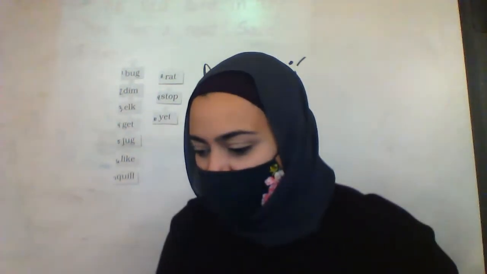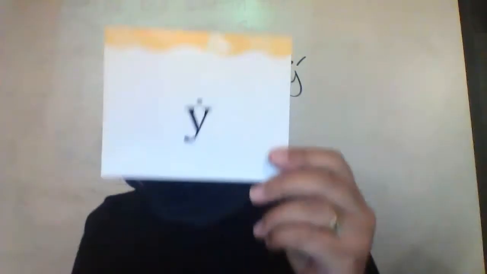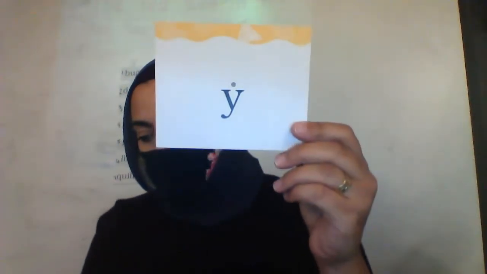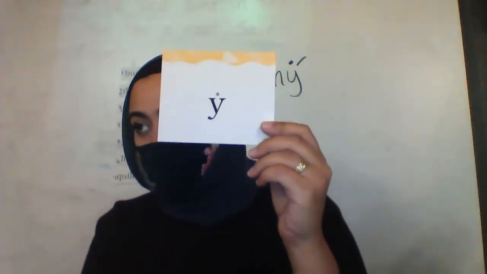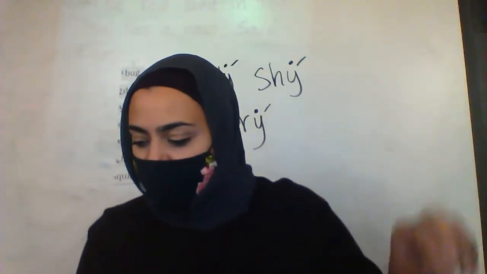Okay, whenever we see this card, this is a new card that's going to be added to our letter cards. When we see this card, we're going to say vowel Y. Vowel Y. I'm sorry, we're going to say vowel Y. Vowel Y. Good. I heard people say other things. That's why I repeated it.